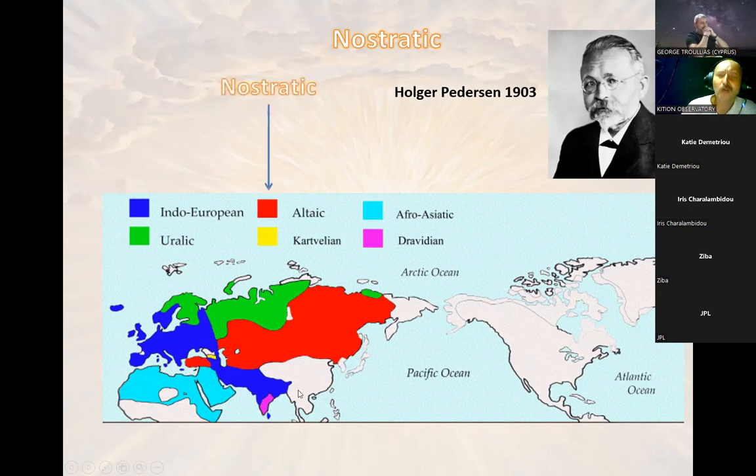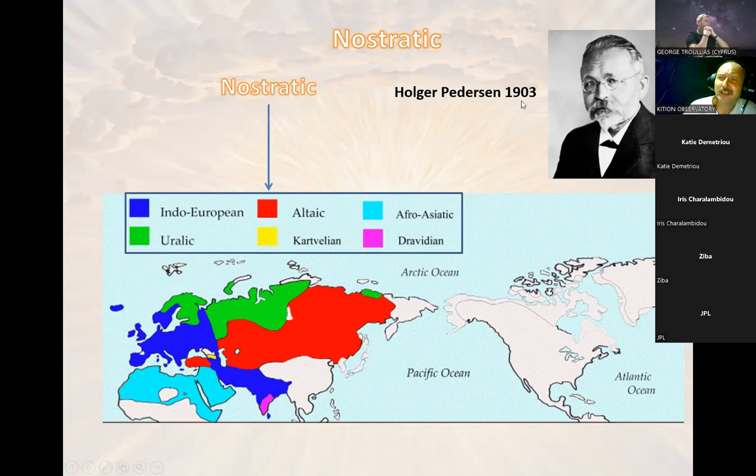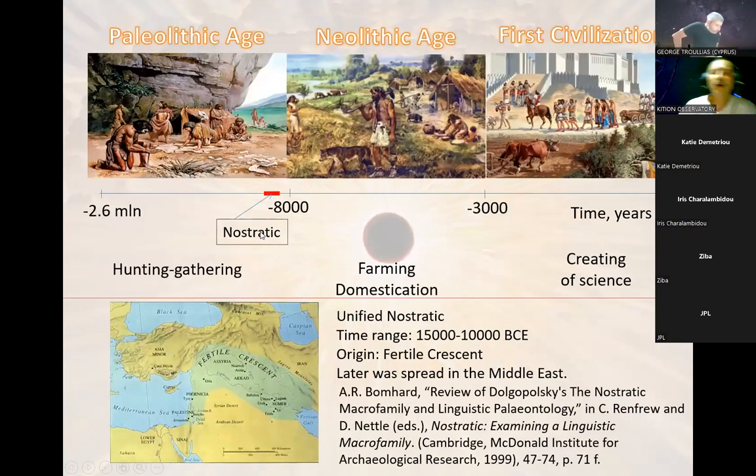And all of these languages, Pedersen in 1903 proposed to come from one language. So there was one proto-language, which he named Nostratic, and this language brought to the six others, which developed further after the Nostratic language vanished. Modern research puts the Nostratic language at 15,000 to 10,000 years before the Common Era. And the place where it should be is the Fertile Crescent, that's how we name it. So the first people, the people who spoke Nostratic, lived somewhere here.